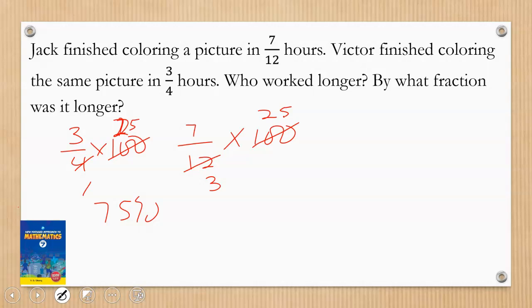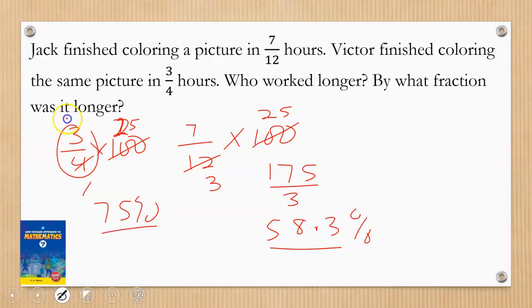If you multiply 25 by 7, that will give you 175, right? And if you divide by 3, you have 58 point something, right? 58 point 0.3333, which means that if you compare these two, you can see this fraction is bigger.